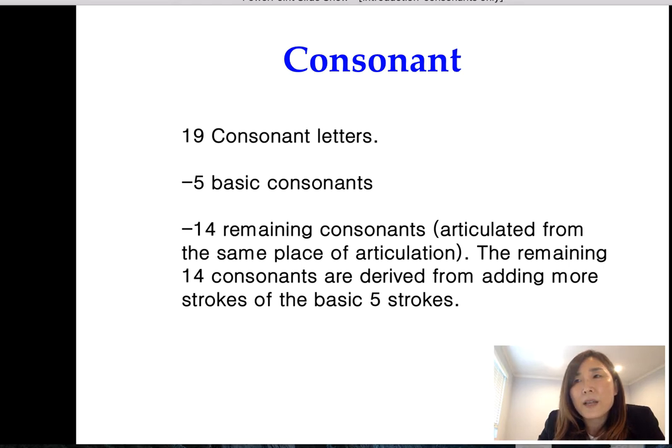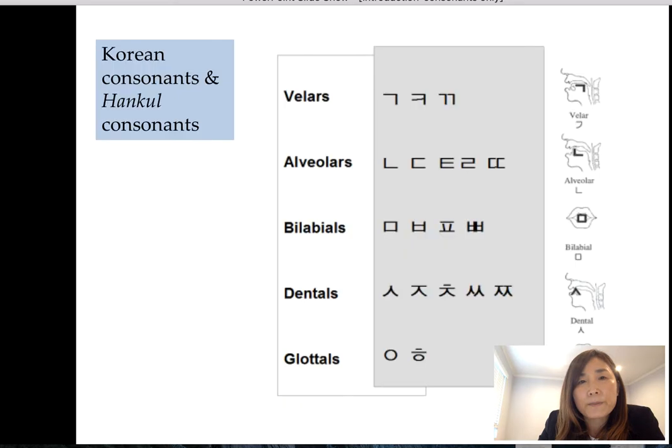There are 19 consonant letters: 5 basic consonants and 14 remaining consonants, articulated from the same place of articulation. The remaining 14 consonants are derived from adding more strokes to the basic 5 strokes.